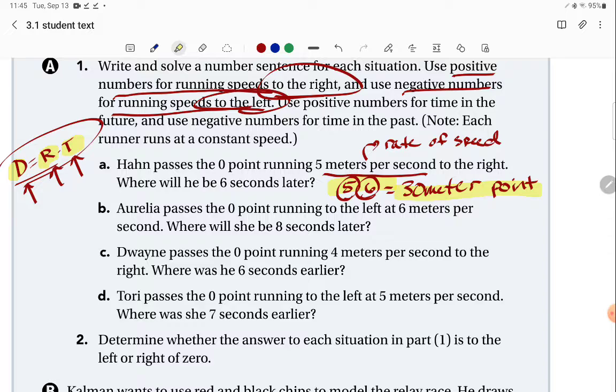Okay, try to answer the rest of these questions, B through D, on your own, and then come back. Pause the video, try them, and then come back and see how you did.